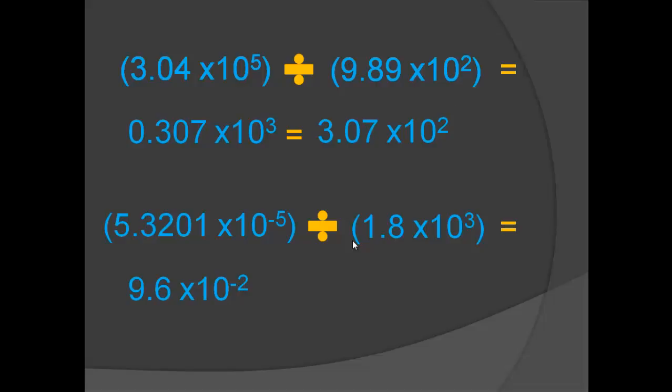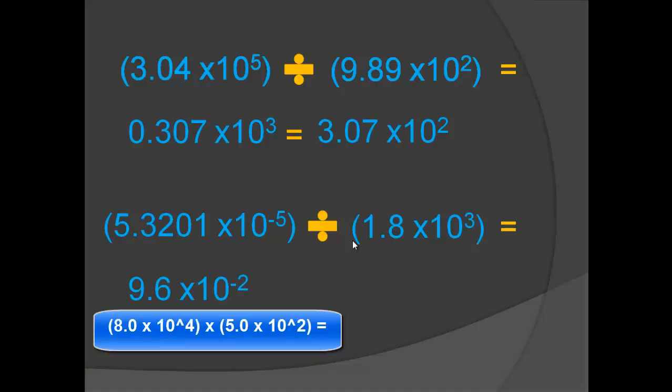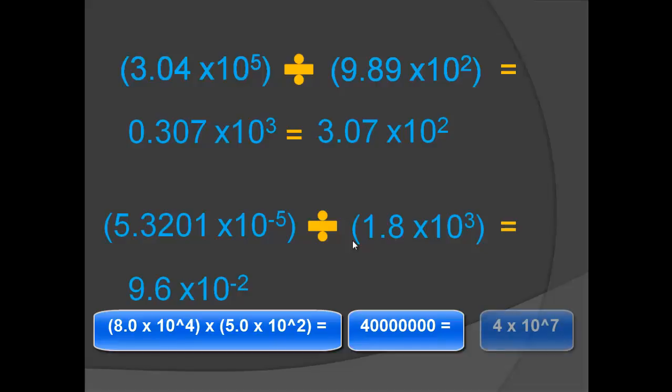Remember, a lot of this stuff is going to be done by your calculator. So for example, if I gave you something like 8.0 times 10 to the 4th times 5.0 times 10 to the 2nd, and you put that into your calculator, it's going to give you a big number, right? It's going to give you 4 plus 7 zeros. But all you need to do is tell your calculator, put that into scientific notation for me, and it automatically tells you that it's 4.0 times 10 to the 7th.